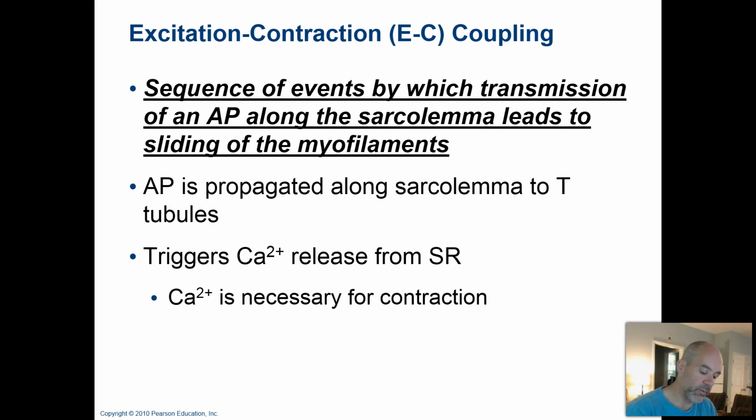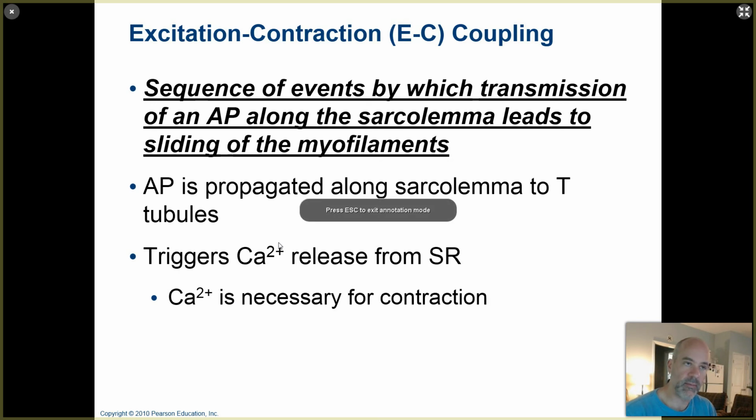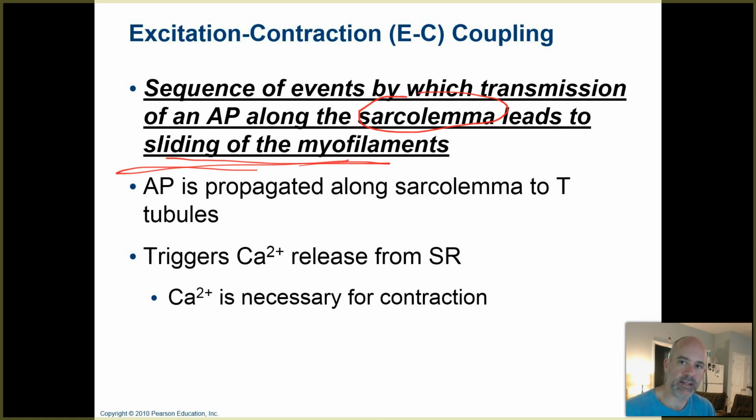And again, all that really refers to is the sequence of events by which an action potential on your sarcolemma, how does that lead to the sliding that we took a look at earlier, where your actin and your myosin fibers come together and they start doing that cross bridging and they slide across each other.